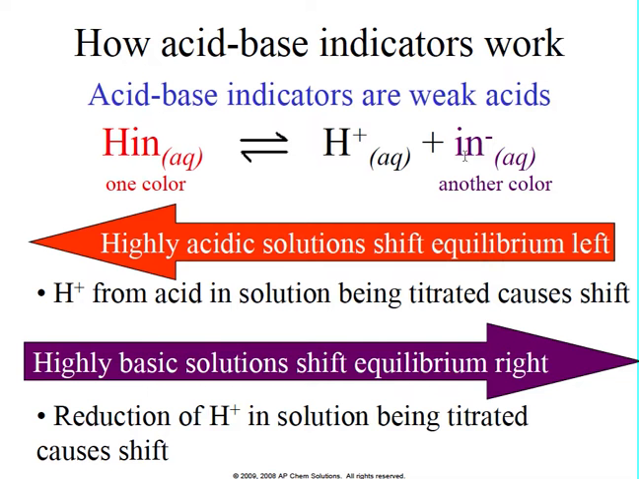So if we have a highly acidic situation, right, so there's more H plus, then this equation is going to shift this way, so you have this red color. But if you have a high concentration of the base, it's going to shift to the right, producing this color. And that's how an acid-base indicator works, right?